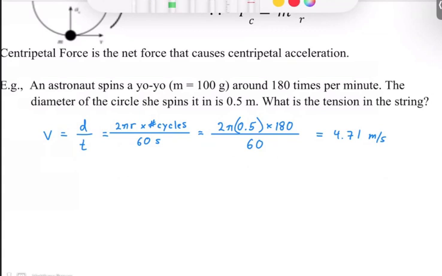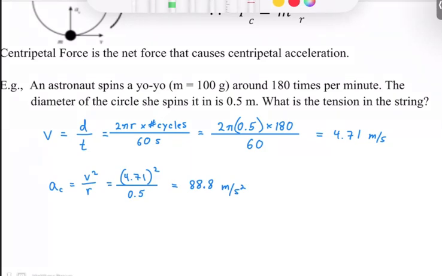Now that I know V, I can go to centripetal acceleration. I almost feel like I'm following that strategy I've told you before, where sometimes it's just, what can I do? Right? And I look at this and say, well, I can figure out the speed. Now I can figure out the centripetal acceleration, right? It's just V squared over R. And V I just figured out is 4.71. So I'm going to square that and then divide by the radius of this, which again is 0.5. And that tells me that the centripetal acceleration is 88.8 meters per second squared.